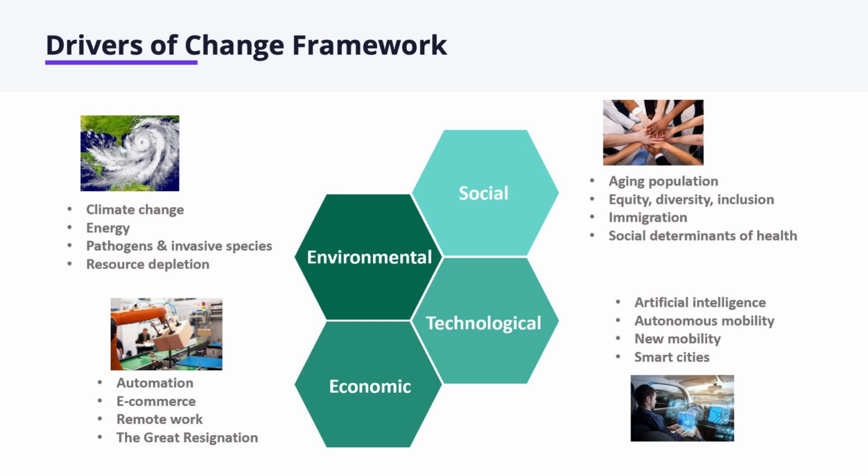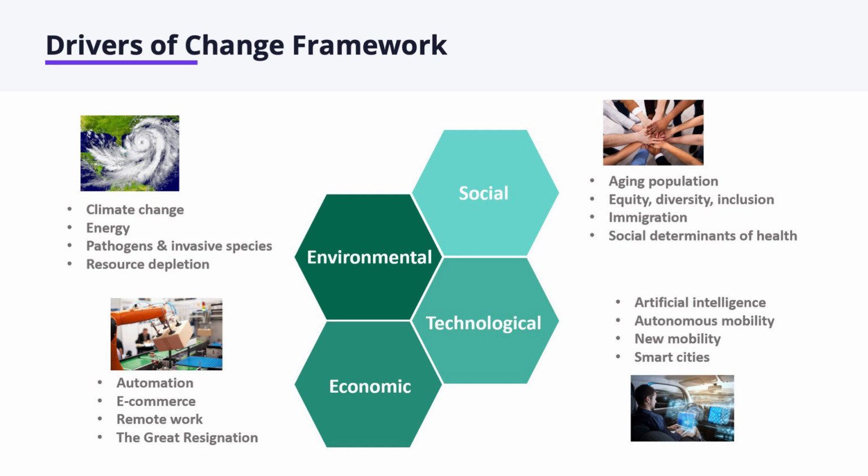We organize these drivers of change into 4 broad categories: social, technological, economic, and environmental. And the diagram shows 4 representative drivers for each category. For example, aging population, social determinants of health for social drivers; artificial intelligence, smart cities for technological ones; automation and remote work for economic drivers; and finally, climate change, energy, and resource depletion for environmental drivers.